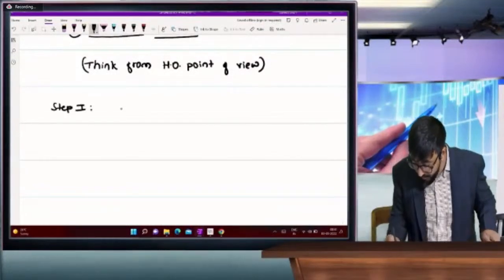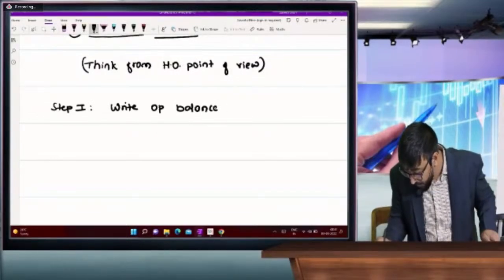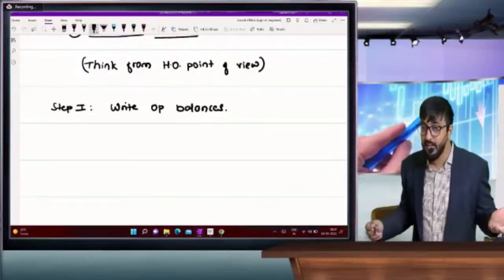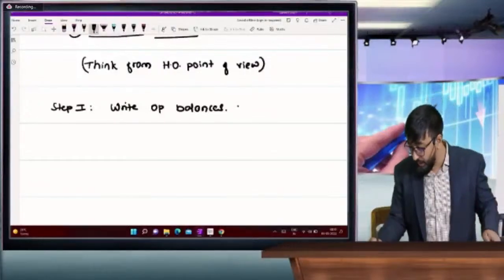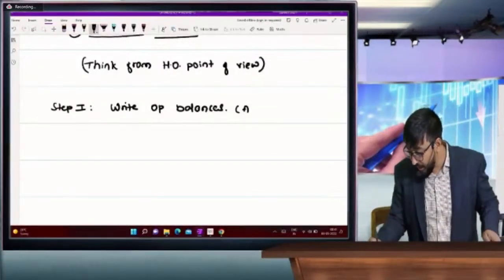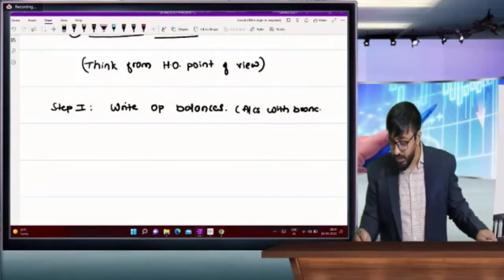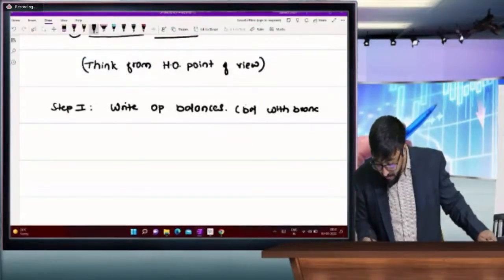Step number one, write opening balances. Now opening balances, whatever accounts with branch. Whatever accounts with branch means any balances with branch. Instead of writing accounts with branch, write balance with branch.